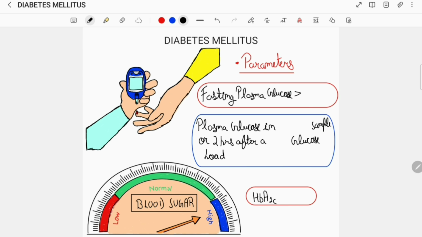An individual is said to suffer from diabetes mellitus if his or her fasting plasma glucose levels are more than or equal to 126 milligrams per deciliter, or plasma glucose levels in a random blood sample or 2 hours after a 75 gram glucose load are more than or equal to 200 milligrams per deciliter, or the levels of HbA1c are more than or equal to 6.5%.